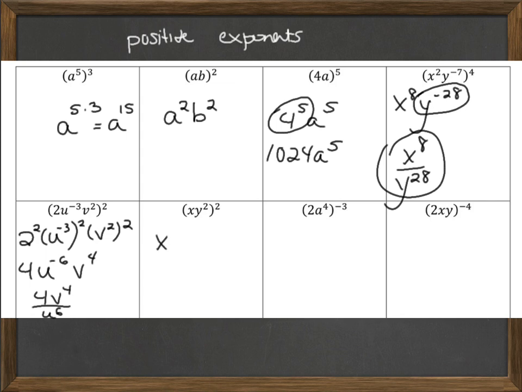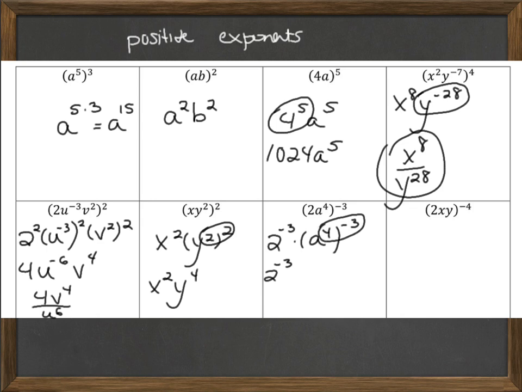So now we're going to have x squared, y squared, squared. So that's going to give us x squared, and then remember we multiply these two exponents, which gives us 4. So we have x to the 2nd power, y to the 4th power. Okay, next one. We have 2 to the negative 3rd power times a to the 4th, also raised to the negative 3rd power. So I'm going to leave 2 alone for a second. I'm just going to leave it as 2 to the negative 3rd. Then I'm going to rewrite this. Remember, we have to use the power rule. The power rule tells us to multiply exponents, so we have a to the negative 12th power.